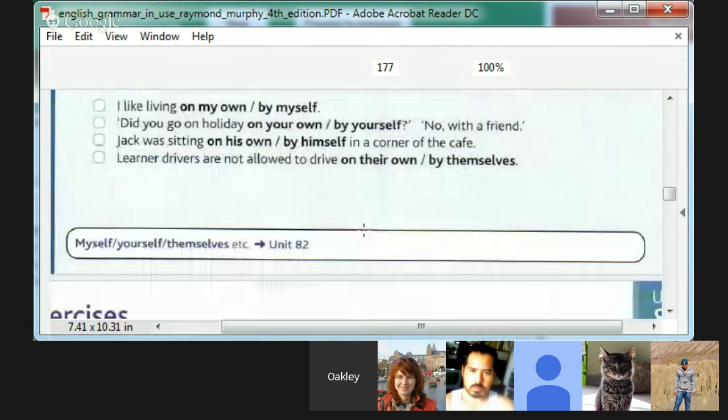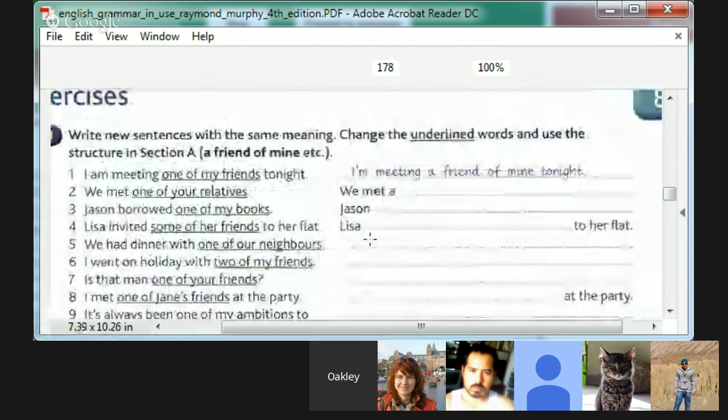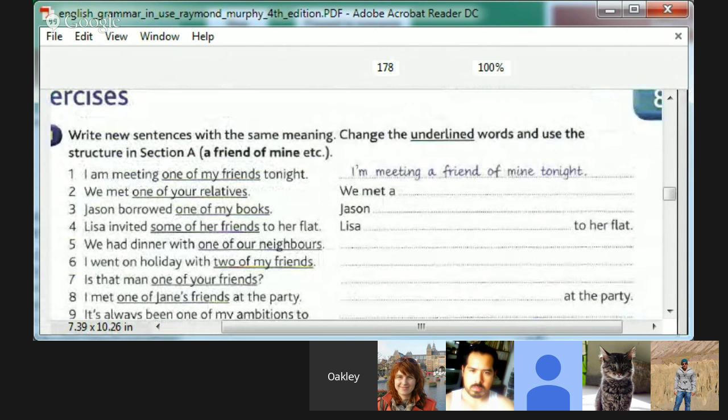Well, that's basically the idea. Let's see if we can use these different phrases to create sentences. We're going to write new sentences with the same meaning, changing the underlined part and instead using structures like a friend of mine, something of his, a book of his. So, for example, I'm meeting one of my friends tonight. We can convert this to I'm meeting a friend of mine tonight, meaning the same thing.